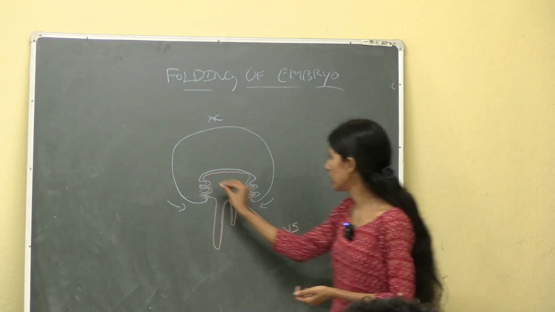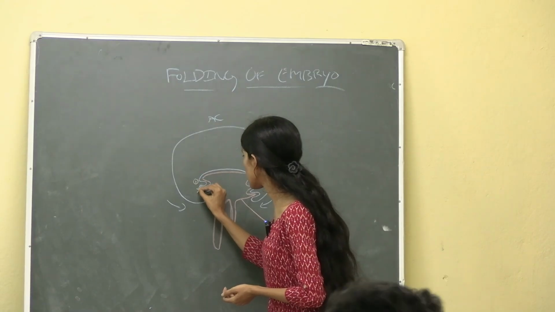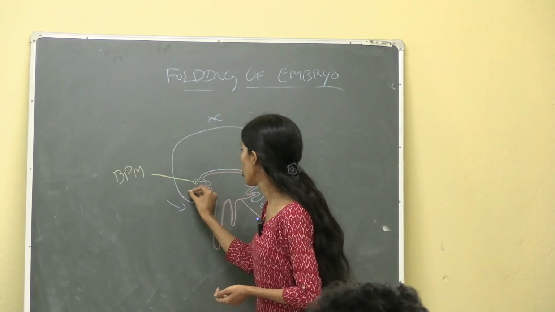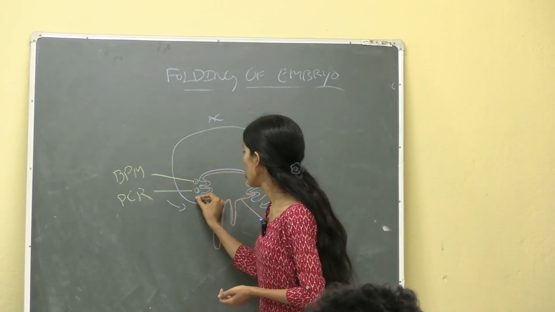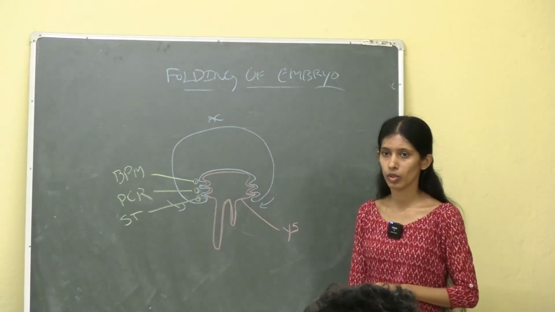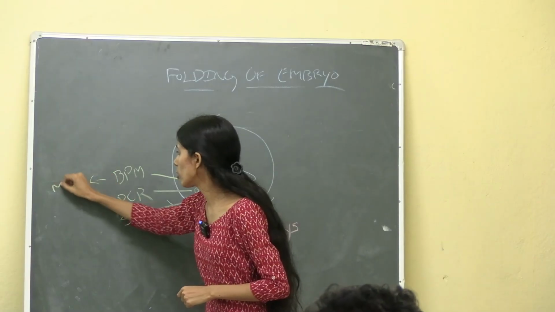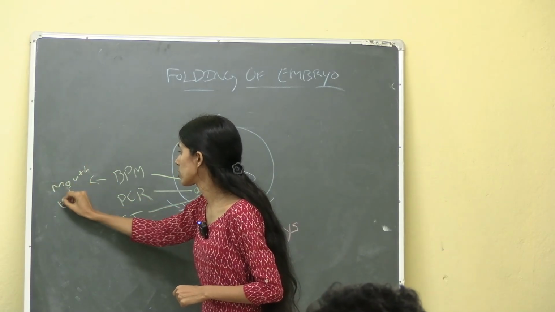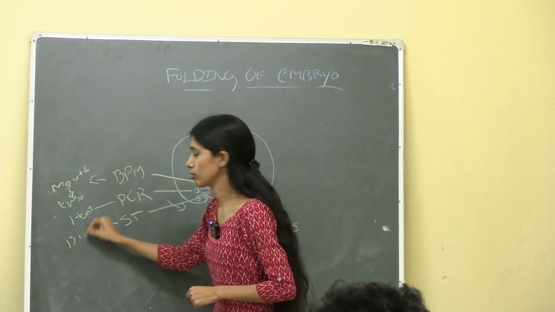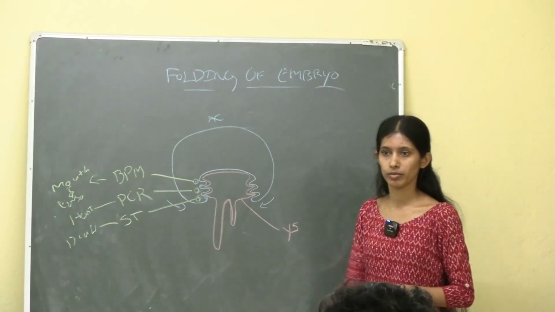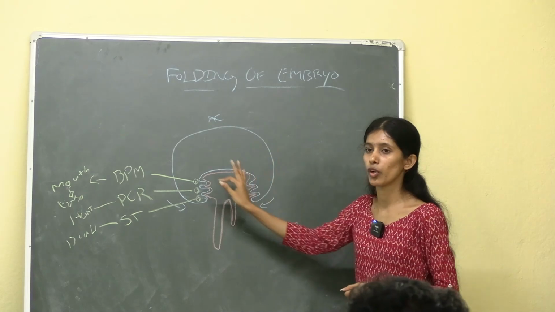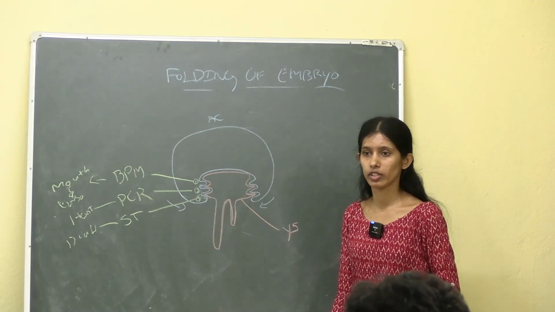So now we can see this is the first, second and third. In the first place we can see the buccopharyngeal membrane, followed by the pericardial region, followed by your septum transversum. Okay. From this we can see the development of mouth and esophagus, followed by heart and followed by diaphragm. Now you can see the order. Okay. This is how the folding of your embryo takes place, or the changes that are going to happen in the amniotic cavity after the foldings.